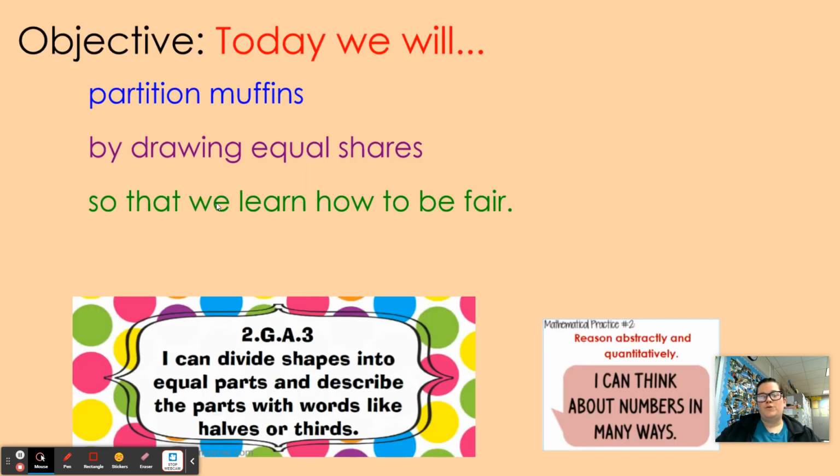So today we are going to partition muffins. We know partition means we're going to divide them up. So we'll do that by drawing equal shares so that we can learn how to be fair. By the end of 2nd grade, you should know how to divide some shapes equally so that you can have equal parts, and you should be able to describe those parts with words like half or 1/3, things like that.